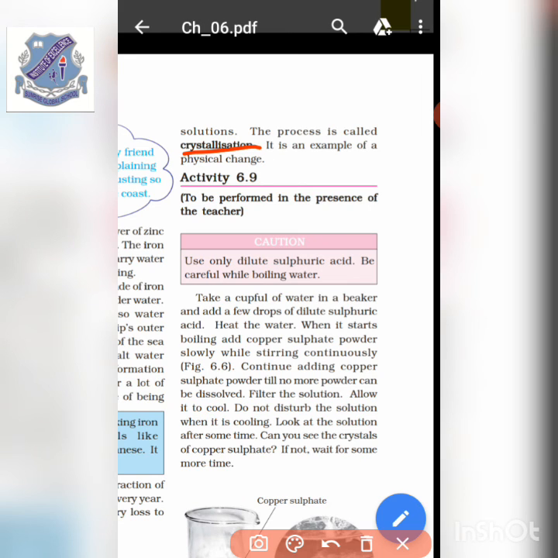So जो salt मिलता है हमें sea में से, the particles of the salt are very small. Although वो एक क्रिस्टल है, बट वो क्रिस्टल हमें दिखाई नहीं देता क्योंकि वो बहुत छोटा पार्टिकल होता है। सो सॉल्ट के बड़े बड़े पार्टिकल्स बनाए जाते हैं, बड़े क्रिस्टल्स बनाए जाते हैं, इसको बोलते हैं क्रिस्टलाइजेशन। सो क्रिस्टलाइजेशन इज एन एग्जाम्पल ऑफ फिजिकल चेंज. This is one of the examples of physical change.